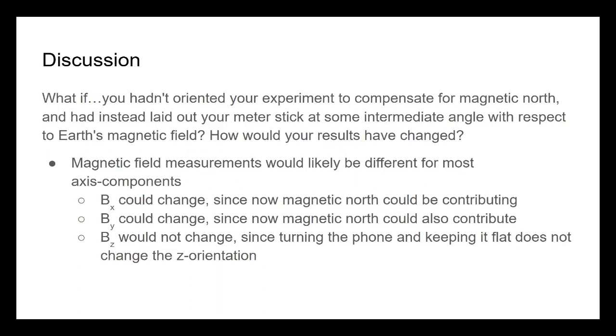So if we hadn't oriented our experiment to compensate for magnetic north, in the x and y components, the magnetic field would likely change because now magnetic north is contributing. So this affects both the x and y components, but the z component probably wouldn't because keeping the phone flat doesn't really change the z orientation.